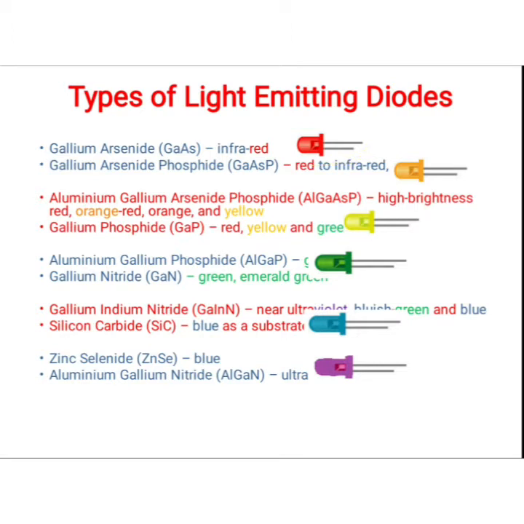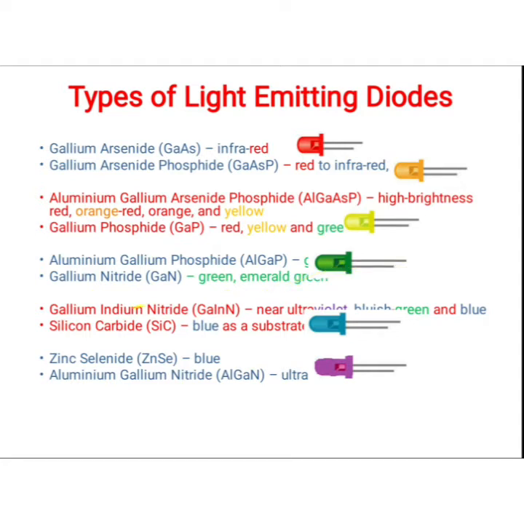Okay, so now the next material which will be used in P and N will be gallium arsenide phosphide, GaAsP. So it is red to infrared. Then aluminium gallium arsenide phosphide, AlGaAsP. High brightness red, orange or yellow color LEDs will be available with this combination. Gallium phosphide, GaP: red, yellow and green color will be available. And then aluminium gallium phosphide, AlGaP, so it will be green.